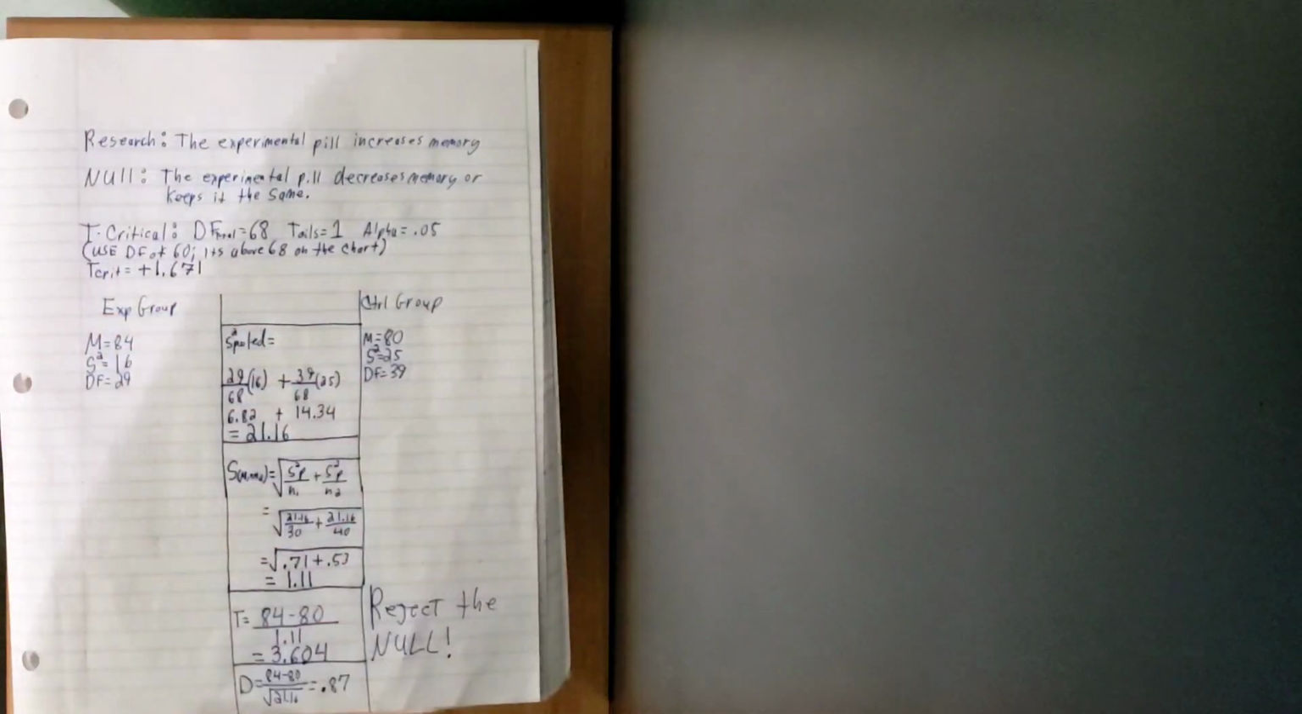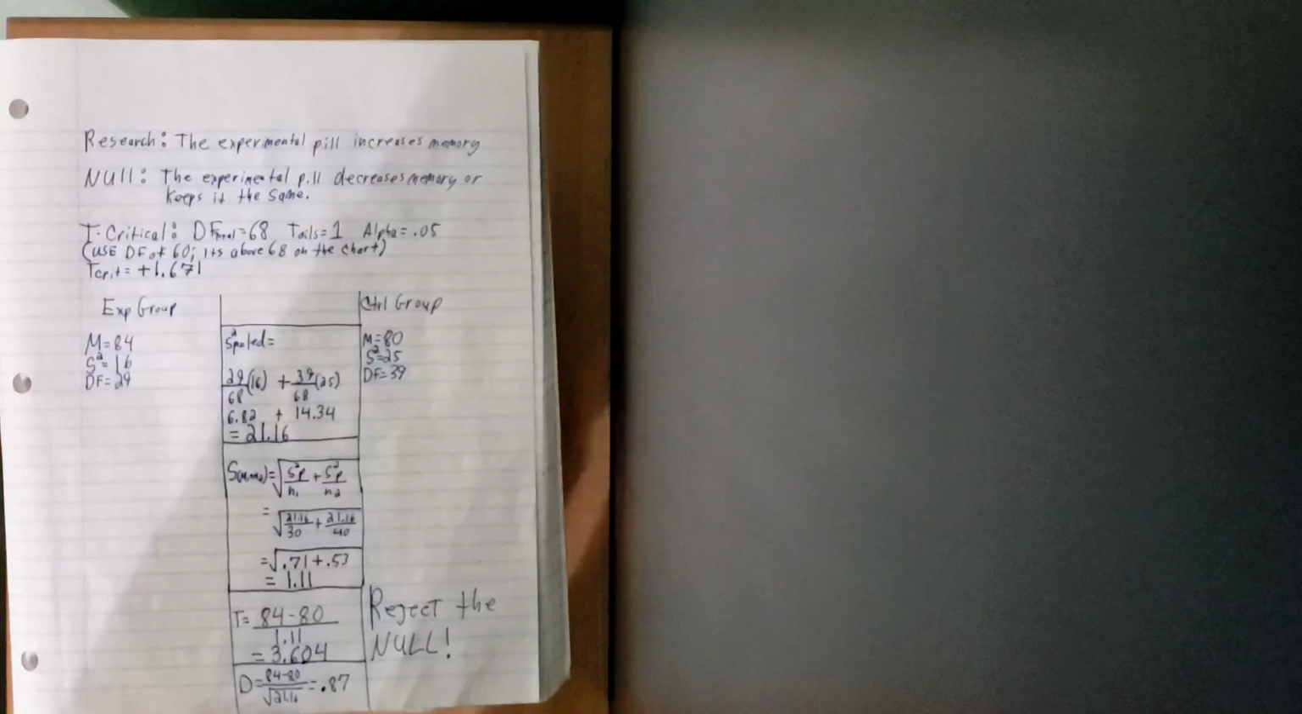Okay, the next step, what I did was I put experimental group on one side, the control group on another side, and what needs to be done in the middle. So I wrote down the mean of each group, 84 and 80, the variance of each group, 16 and 25, and the degrees of freedom of each group, 29 and 39.